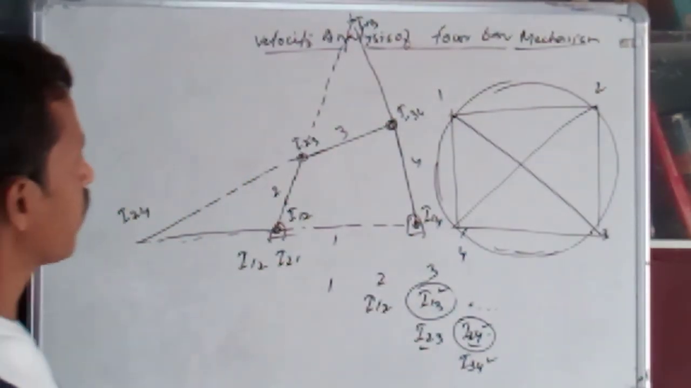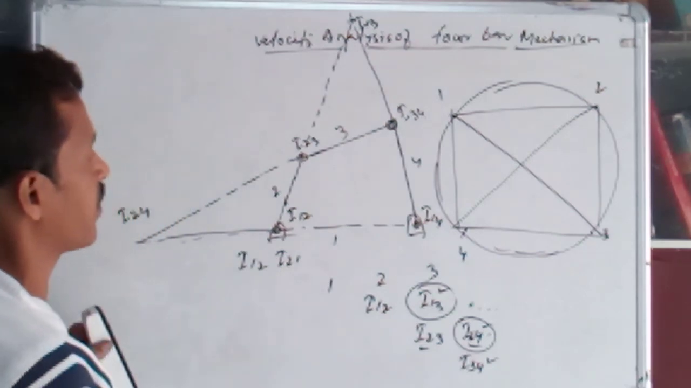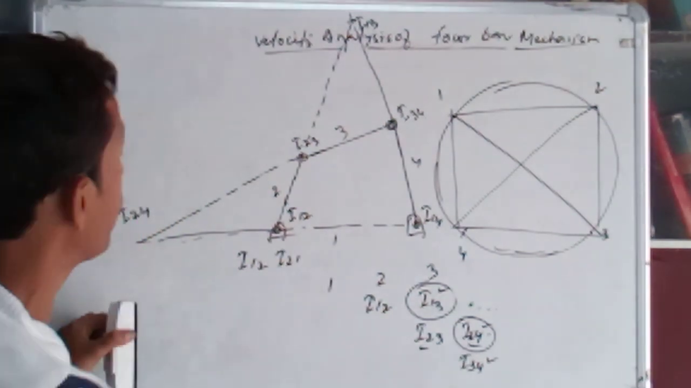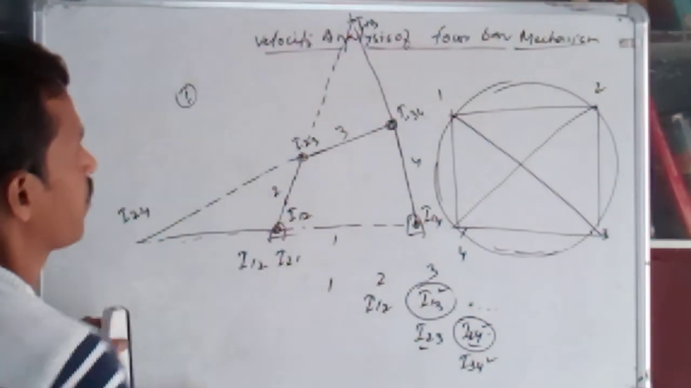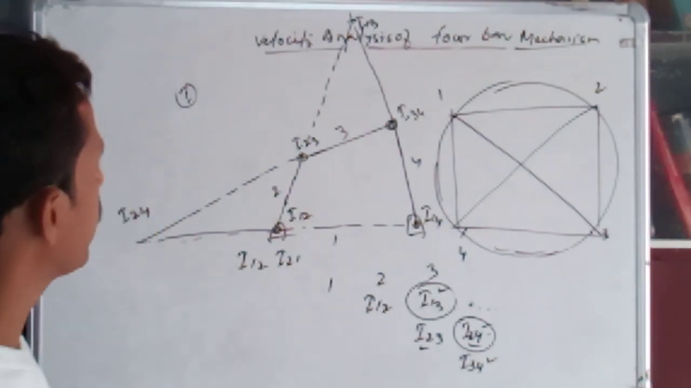We have learned how to find out the instantaneous centers in case of a 4-bar mechanism. That is case number 1. Now another 2 cases we will discuss.